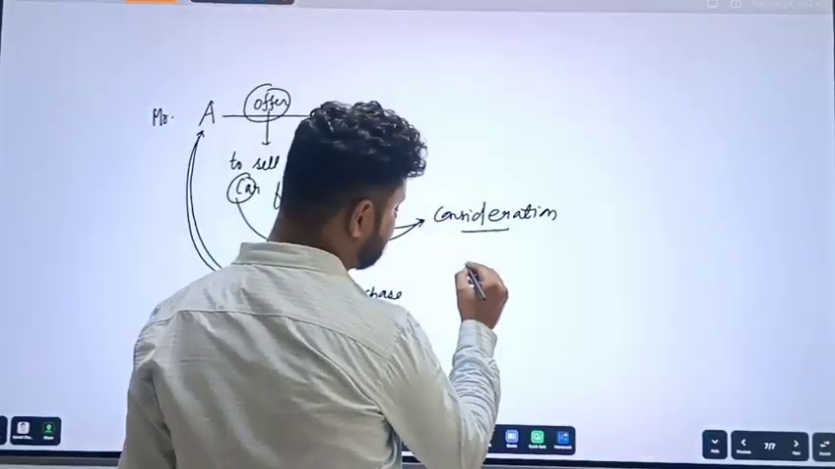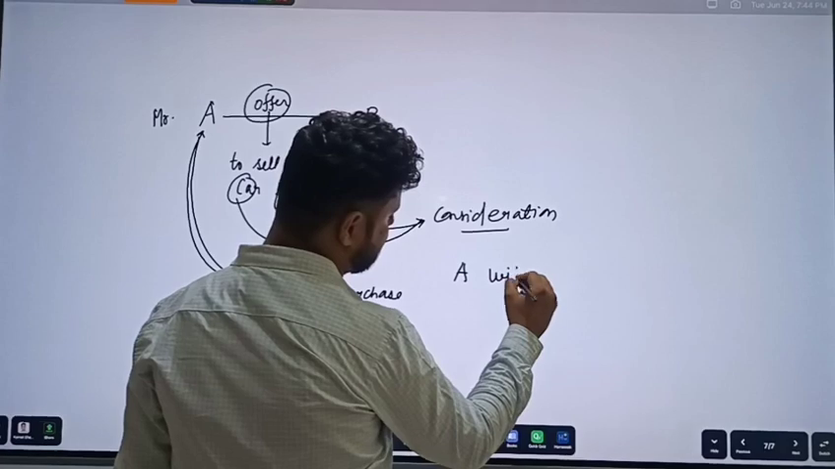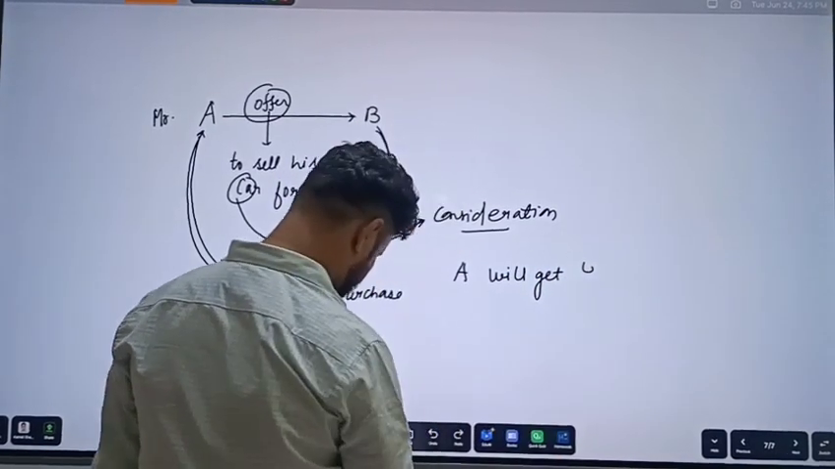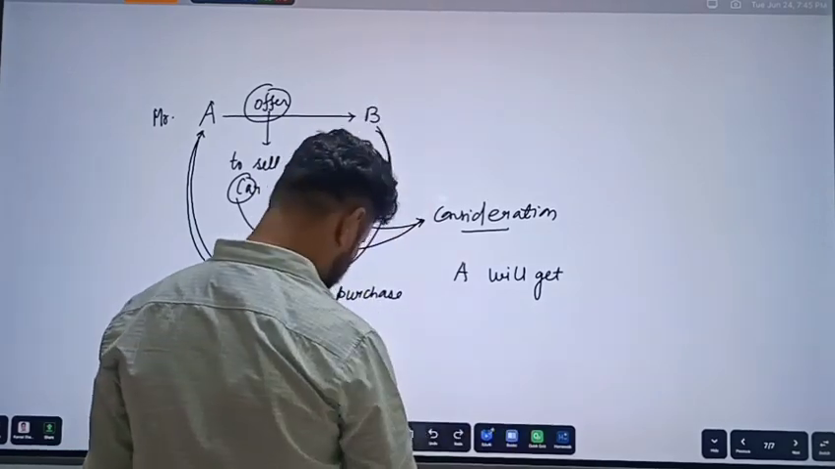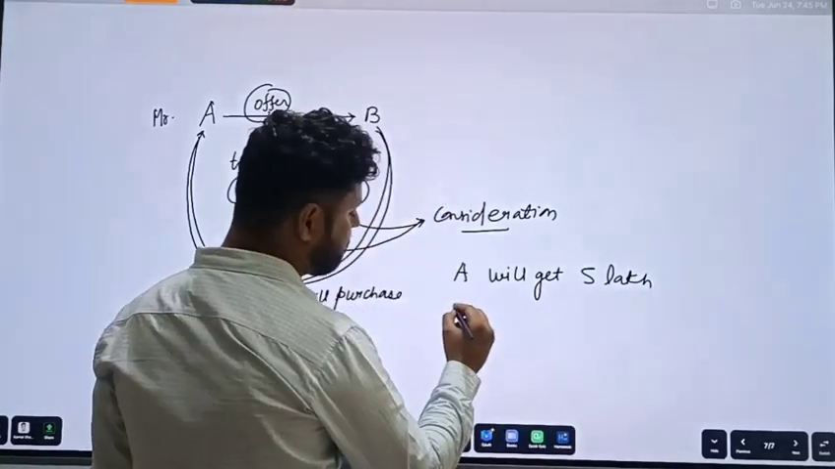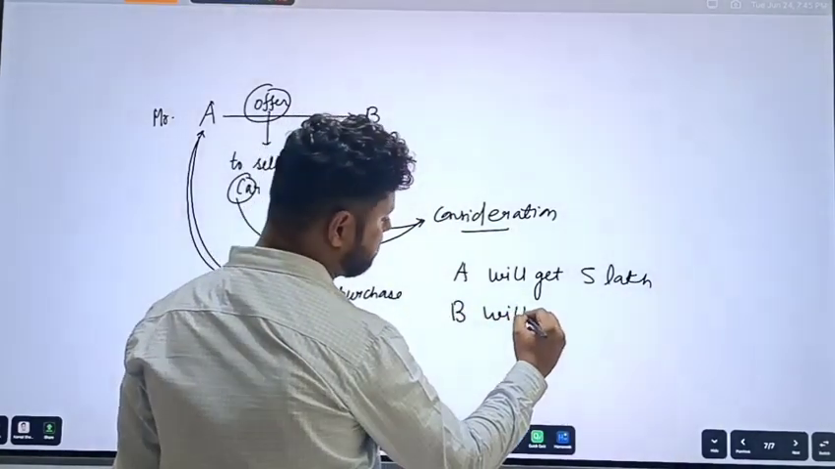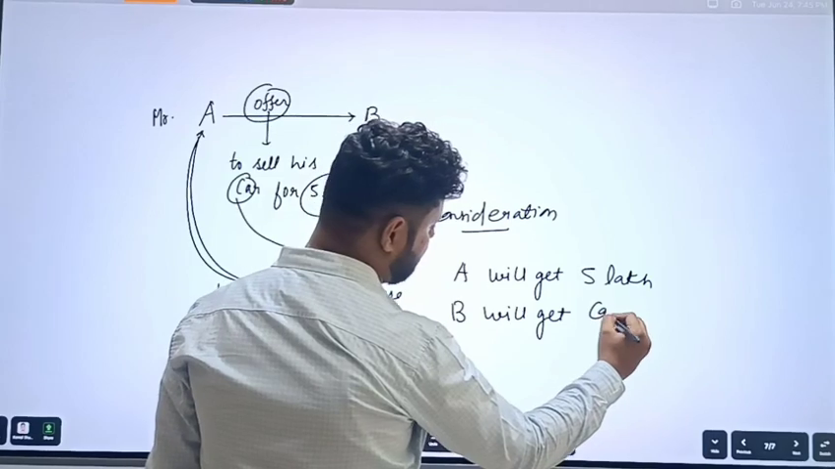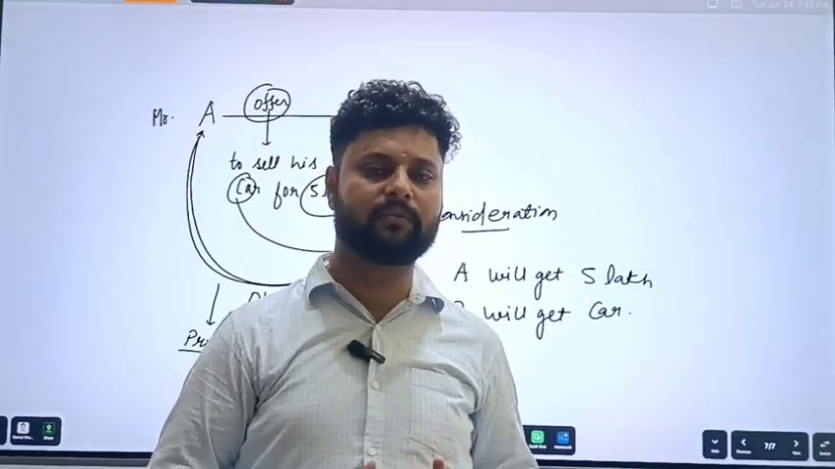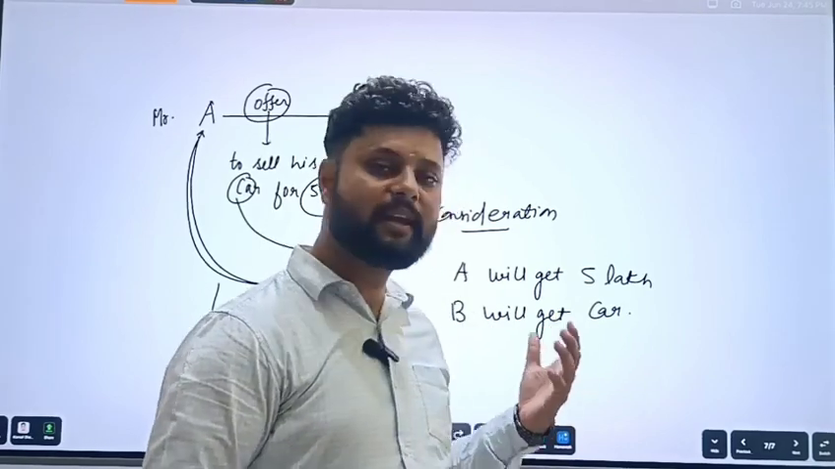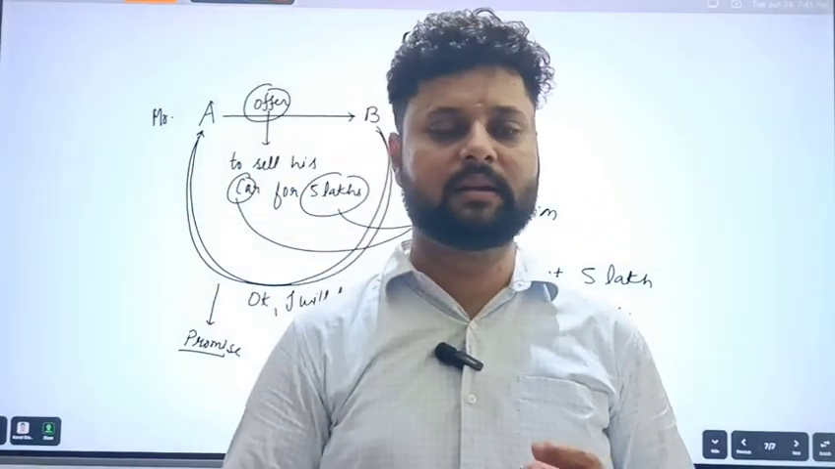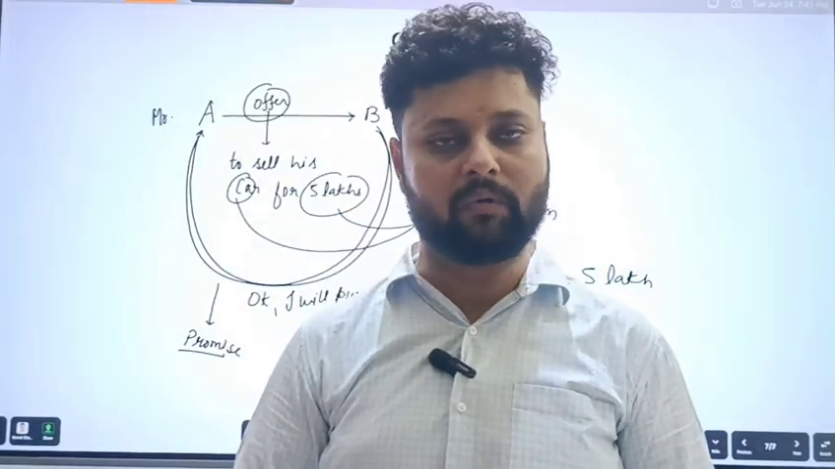What will A get? A will get 5 lakh rupees. What will B get? B will get the car. What if A denies the car? And what if B denies the 5 lakhs? Both parties can sue each other in case the obligation is not completed by one of the parties.